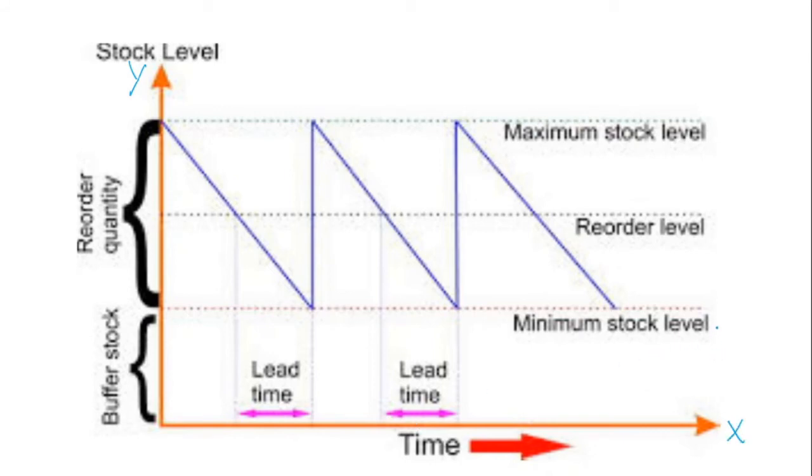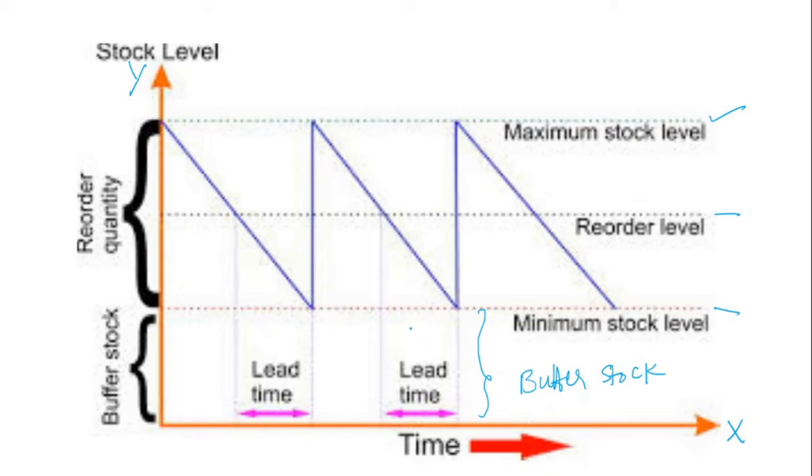This is the minimum stock level and this is the reorder level. This is the maximum level. This is called buffer stock. Buffer stock means that for safety reasons we keep this stock for when we are facing the danger level condition. We use this buffer stock so as not to interrupt the production process.